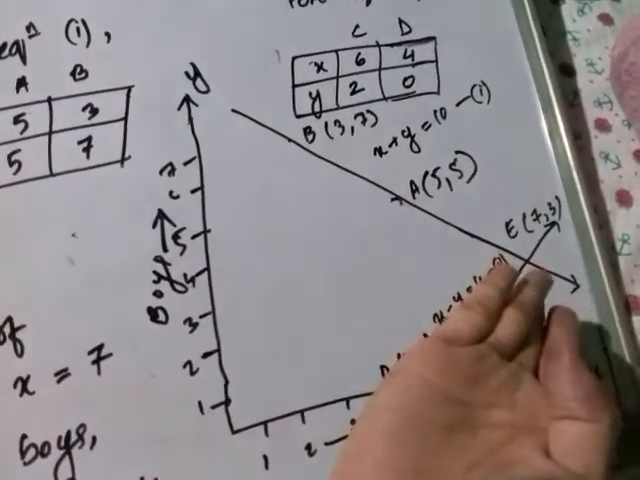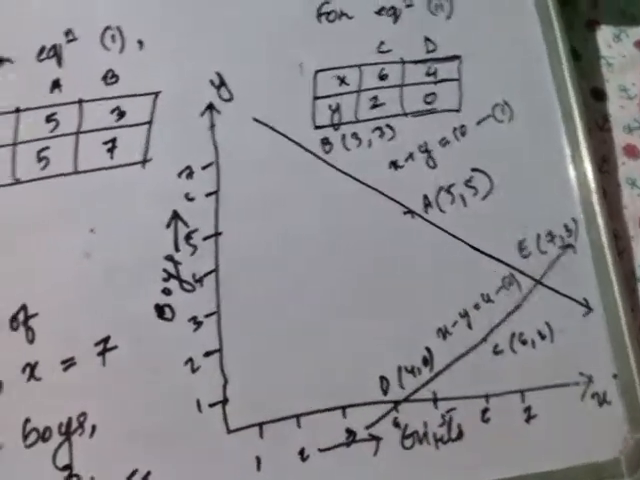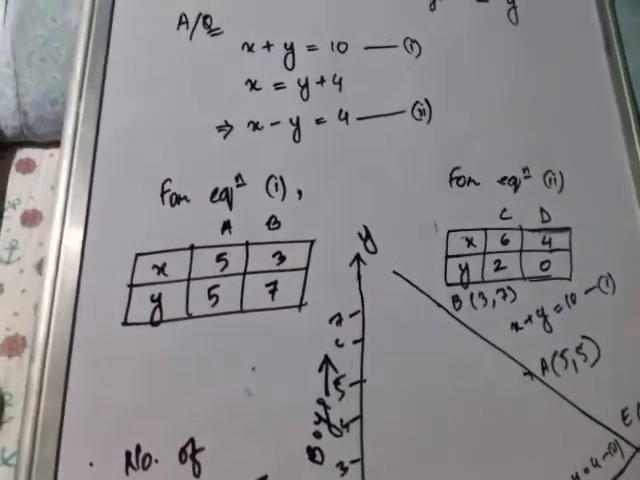But here in question number 1, Roman numerals 1 and 2, you need to extend the line so that you can get an intersecting point. That is the only difference. So now I will do question number 2.